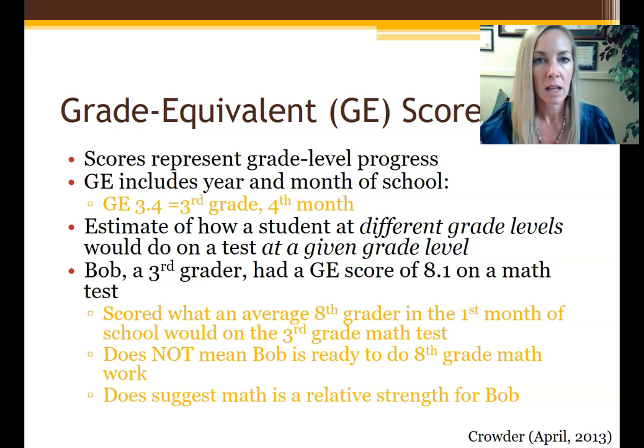That does not mean that he can do 8th grade math problems. That means that his average score, his raw score, was the same as the average 8th grader's score. It doesn't mean he's ready to do 8th grade math, but it does indicate that his raw score was higher than a 4th grader's for sure. And that math is a relative strength for this fella, Bob.